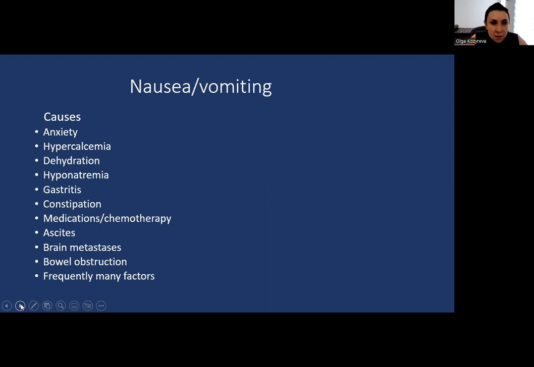So hypercalcemia, definitely, and any electrolyte abnormality. Two main electrolytes, calcium and sodium, can give nausea and vomiting. So you start treating hypercalcemia with hydration, with Zometa, with Lasix, calcitonin, and treatment of the disease if possible. But checking electrolytes and addressing this is very important.